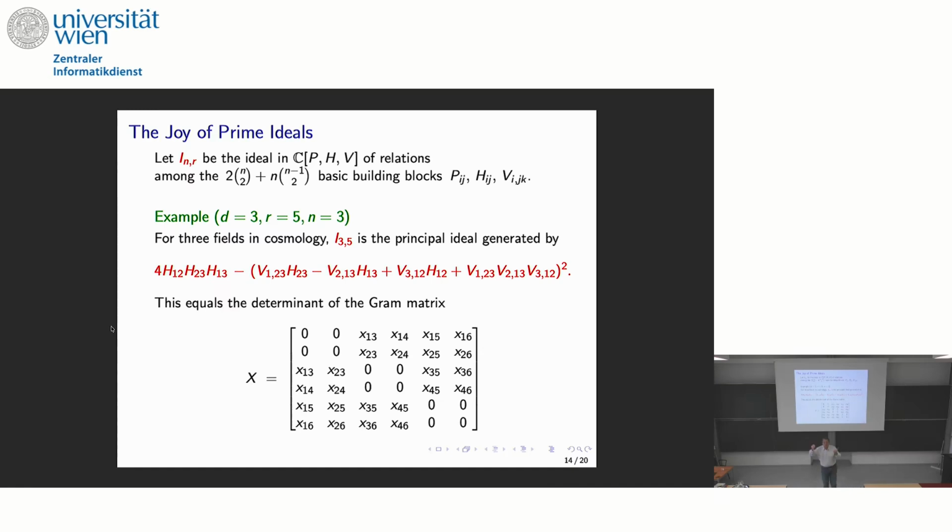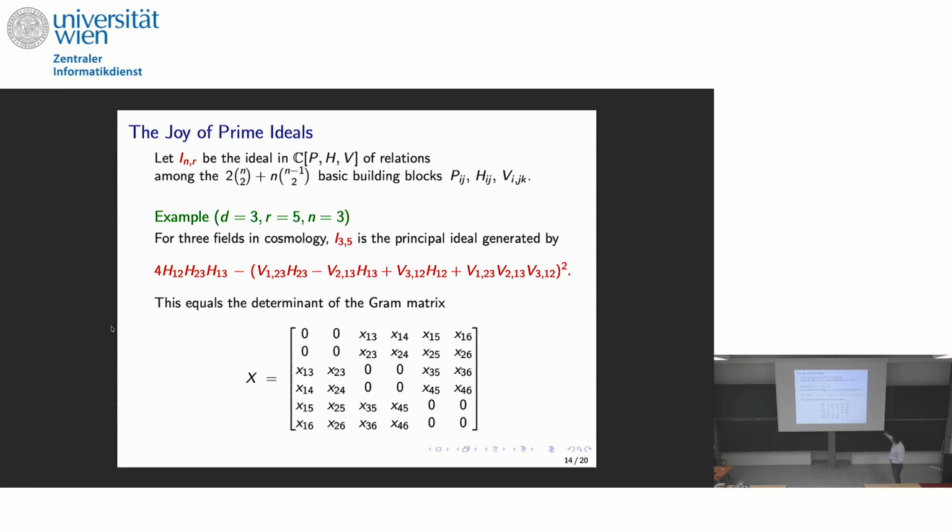Now, under the embedding formalism in conformal field theory, this takes us to R equals 5, right? Because we're having the D-dimensional affine space, and we're folding it onto a quadratic hypersurface in projective 4-space, 4 being R minus 1. So for 3 fields in cosmology, we have these parameters, then the relevant ideal is I_{3,5}, and this is the principal ideal, and it's generated by this expression, this thing minus that thing squared, and that is just precisely the 6 by 6 determinant.